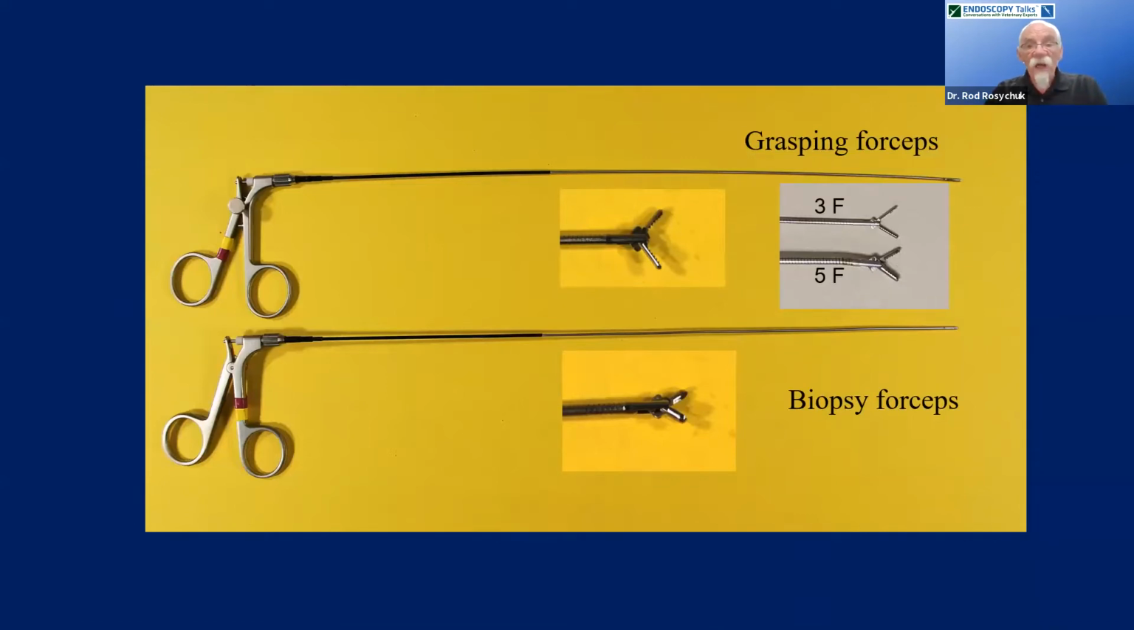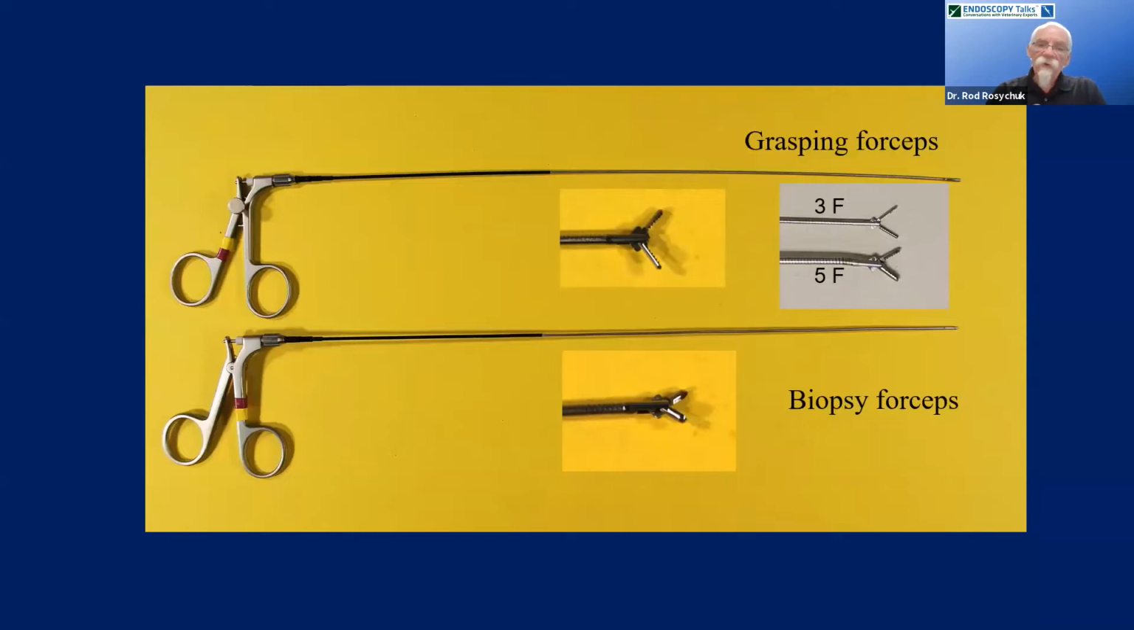Things that I use with my video otoscope: grasping forceps are worth their weight in gold. I actually have both the 3 French and 5 French grasping forceps, and I must admit I use them interchangeably all the time. The smaller for cats and small dogs, working in the middle ears of all individuals, and as I said, a very, very integral part of what I do.